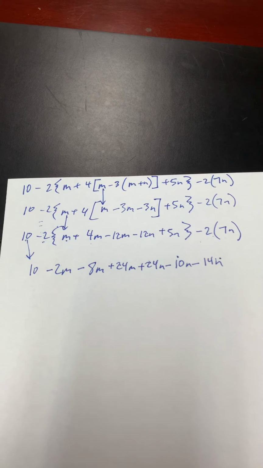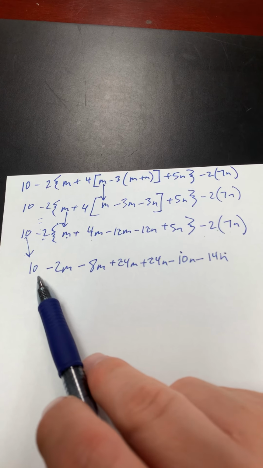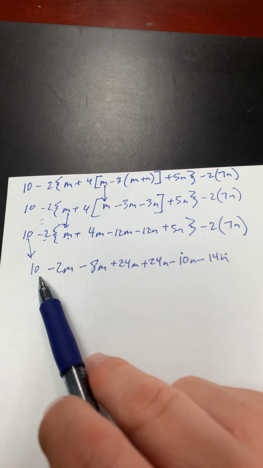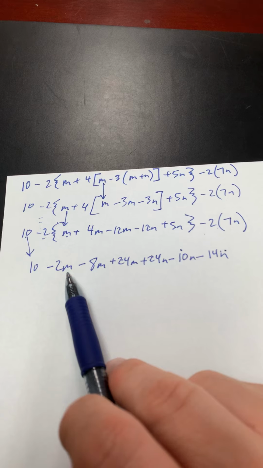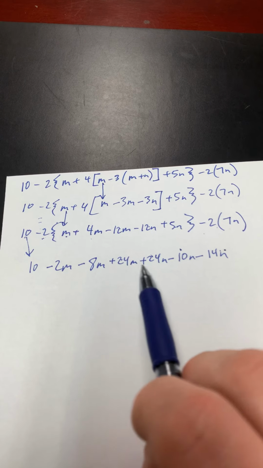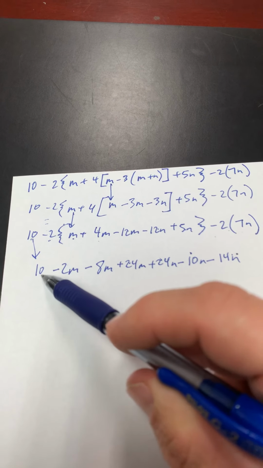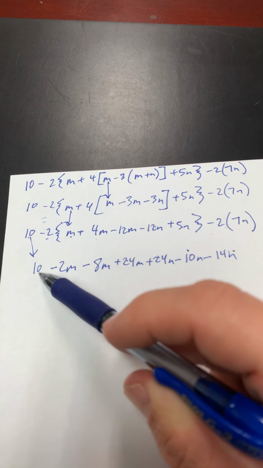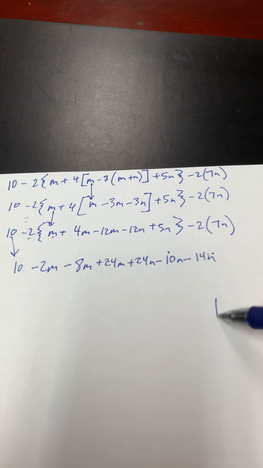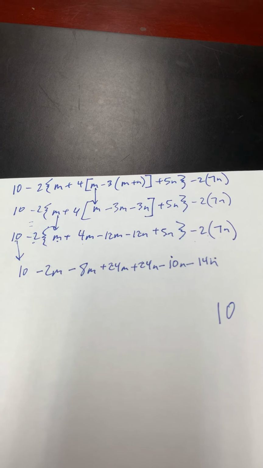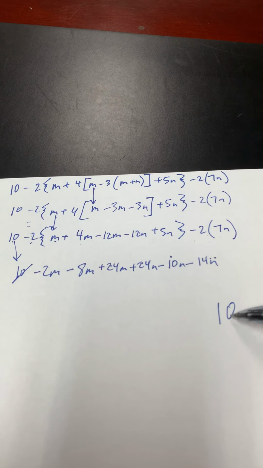So now we're just going to combine our like terms. Is there anything here that this 10 can be combined with? We have negative 2m, negative 8m, 24m, 24n, negative 10n. Nope. So when we write our final answer, remember any term that doesn't have a variable, we want it to be at the end. So we're going to have a 10 down here. There's nothing that can be combined with it. So I don't need to think about this anymore. I've moved it to its place in my final answer.